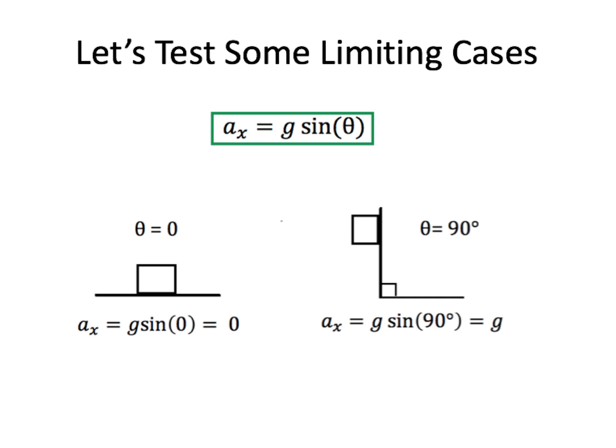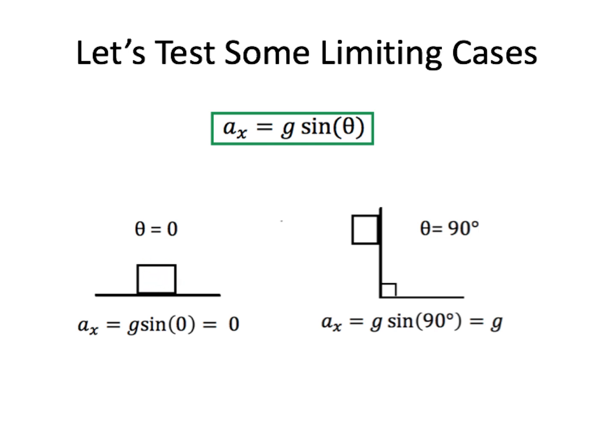And so here I have a sub x is equal to g sine of theta. What is the acceleration if the angle is 0? Now, if the angle is 0, that means the inclined plane is flat. Theta is equal to 0. And the acceleration in the x direction is g times the sine of 0. Well, the sine of 0 is just 0. Does it make sense that if my inclined plane is flat, if it's not actually inclined, that I would get no acceleration?